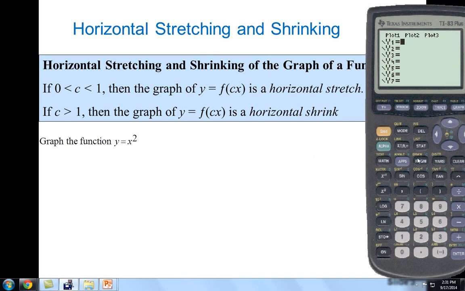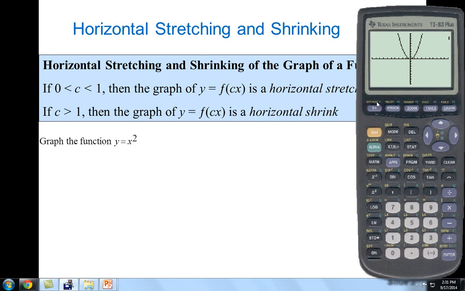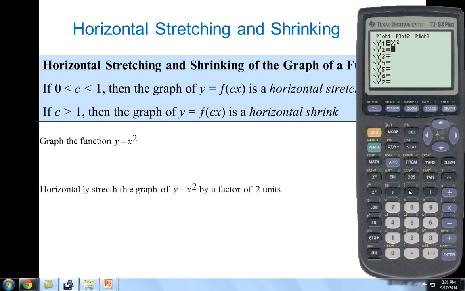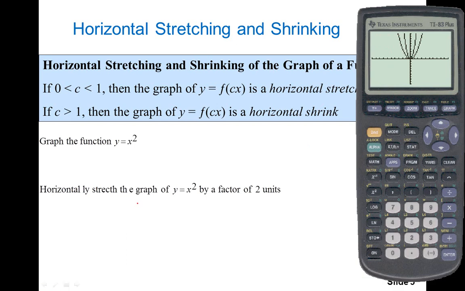So once again, we'll graph y equals x squared. And note our parabola. Next, we'll horizontally stretch the graph by a factor of 2 units. So I'll go back to my y equals, and now I'll put in 2x, and I'll square that quantity. And notice the graph, we have a horizontal stretch. So our newfound equation is the quantity 2x, squared.